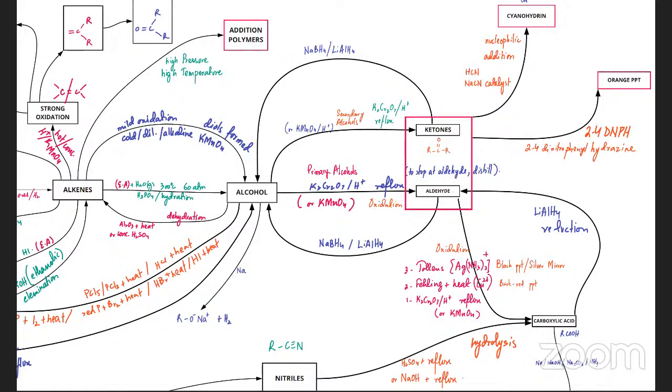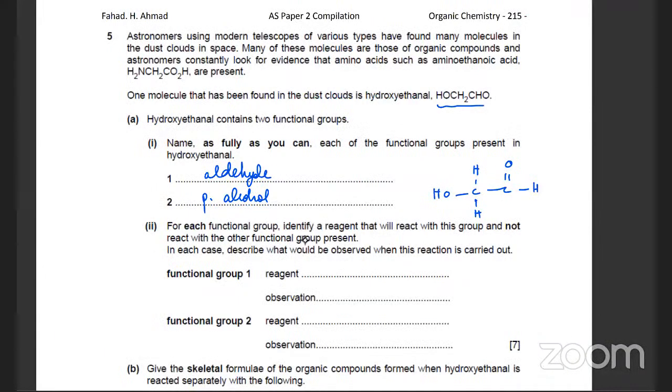But you've got an aldehyde. So we need to identify a reagent. I'm going to identify 2,4-DNPH, and the observation is that you're going to get an orange precipitate. That's a test for identification of aldehyde groups.